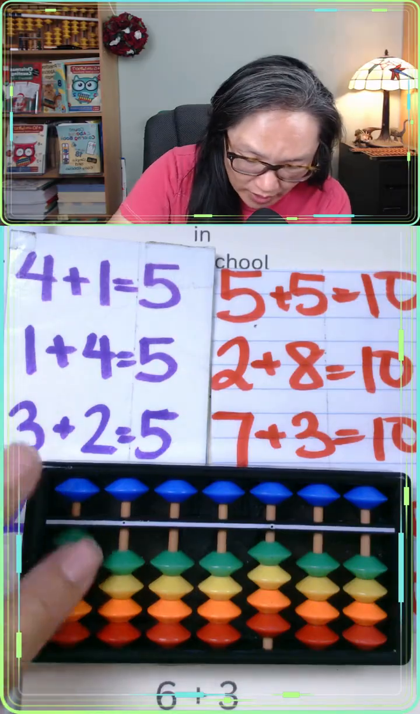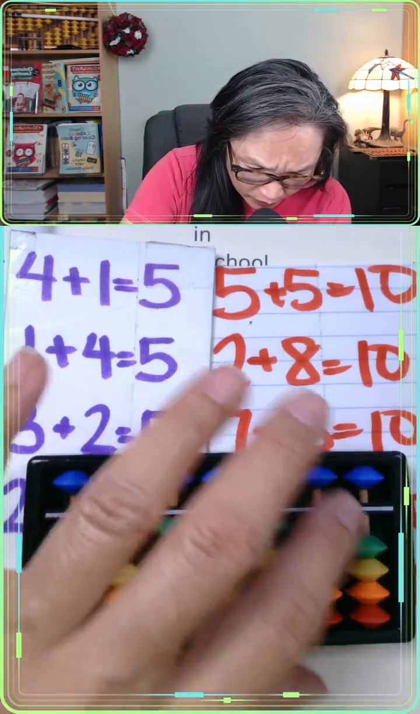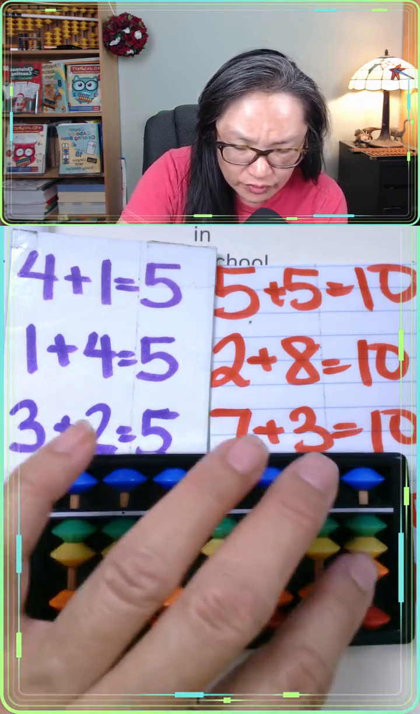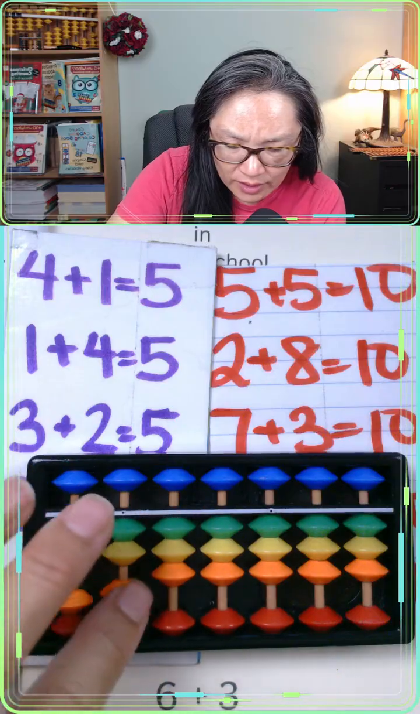Just count. 1, 1, 1, 1. 2, 2, 2, 2. 3, 3, 3, 3.